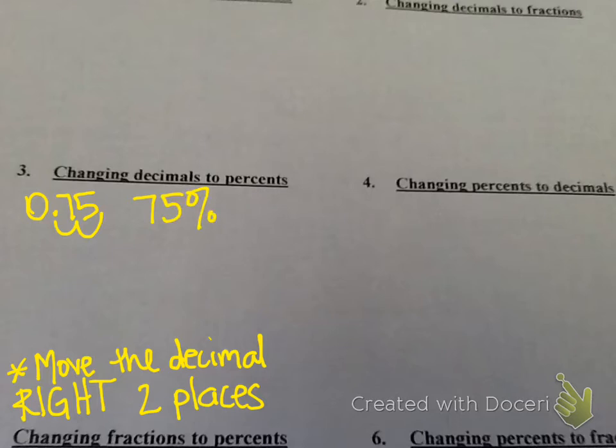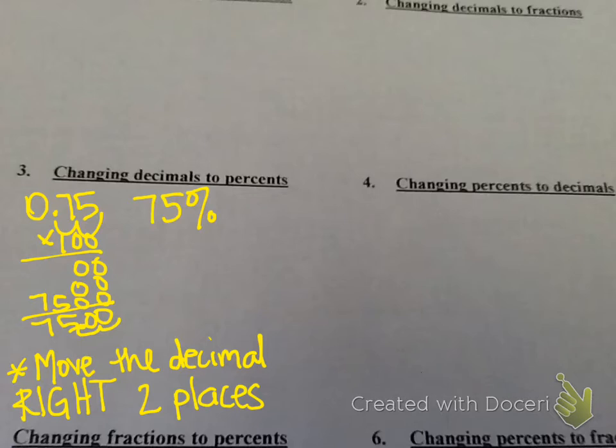The reason that I move the decimal right 2 places is because I'm multiplying by 100. And if I multiply by 100, I would get zeros. So I'd get 7500, but I have 2 decimal places here, so I get 75. So the reason that we move the decimal 2 places to the right is because percents are always out of 100. I'm multiplying by 100 to get my percentage.